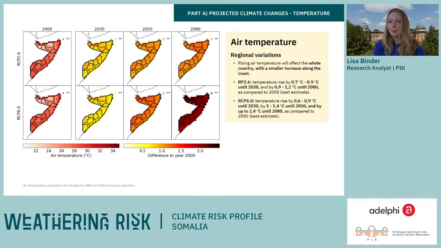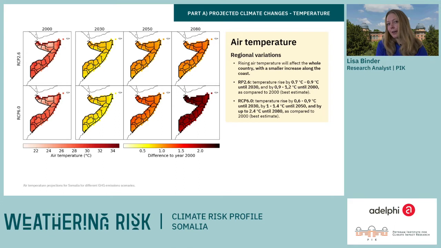This map plot shows regionally explicit information around temperature changes as compared to the baseline period around the year 2000. Air temperature is projected to rise with high certainty all over Somalia, from what you can see from this plot. Under the lower emission scenario, this increase will affect the whole country. However, the coastal regions will be slightly less affected, and temperatures can be expected to increase by 0.7 to 0.9 degrees until 2030, and by 0.9 to 1.2 degrees until 2080.